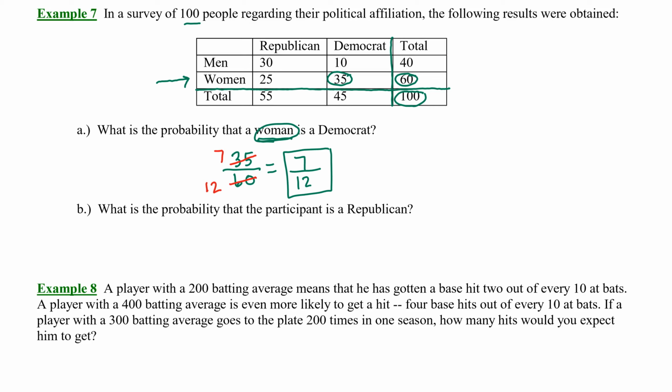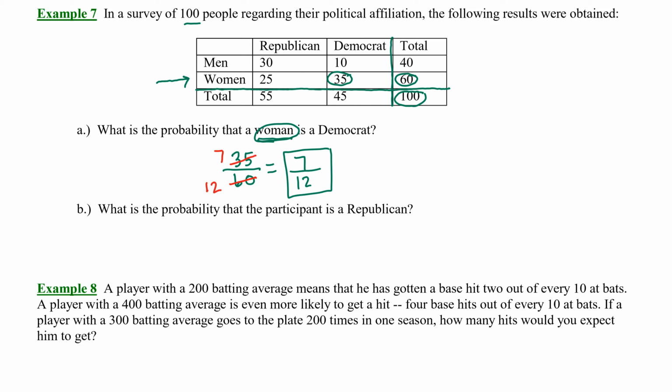Now again, this is empirical probability. You could use this to make predictions about the likelihood that a woman is a Democrat in a particular region. You could extrapolate that to other regions, but again, it's not as predictable as theoretical probability. It's based on history and patterns in local regions.